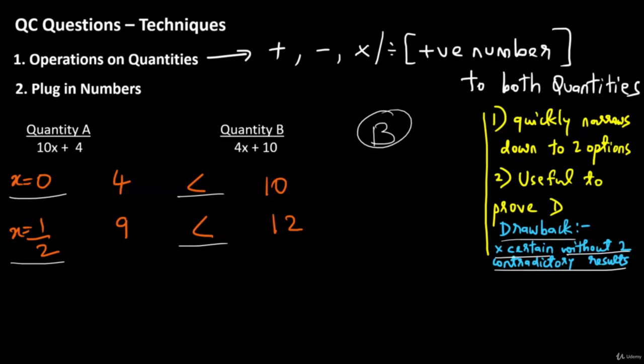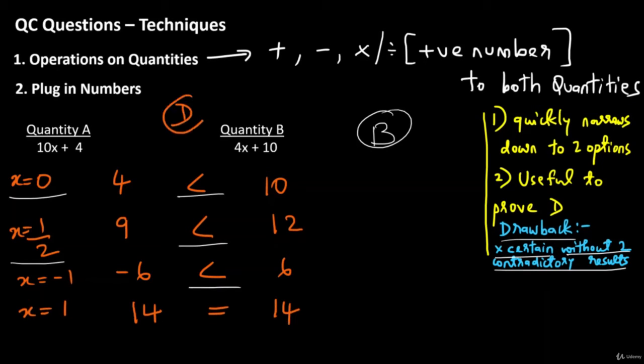What if I substitute x is equal to minus 1? I get minus 6 as quantity A and 6 as quantity B. Again, the relationship is less than. Alright. But if I substitute x is equal to 1, what do I get? I get 10 plus 4, which is 14. And over here I have 4 plus 10, which is 14. In this case, the relationship is different, right? Therefore, the correct answer to this question is option D. It is not option B. That's why we need to be careful when using plugging in numbers.